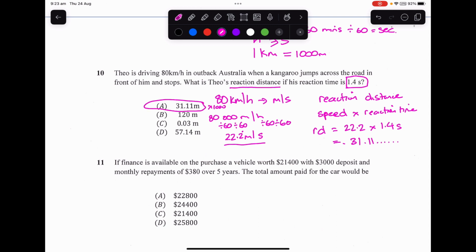A fair bit of working out for that one, but it's a good one to know because you might even get it as a short answer question.